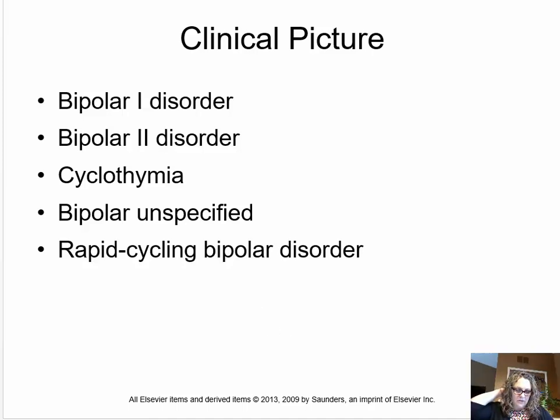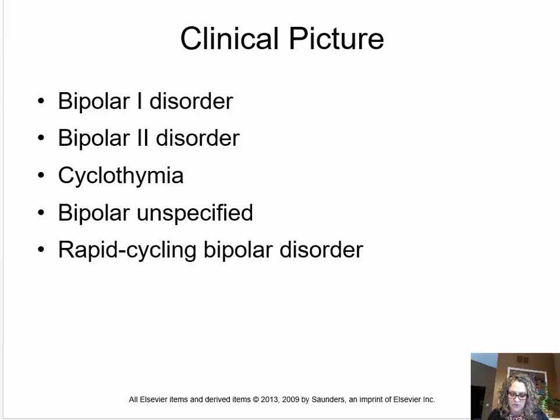Okay, so if you take a look on page 280, it lists the spectrum of bipolar disorders. By definition, a bipolar disorder means that the patient has had at least one episode of persistent or elevated, expansive, or irritable mood, which of course is mania. With bipolar 1 disorder, the patient may experience psychosis along with their mania, and they may require hospitalization.